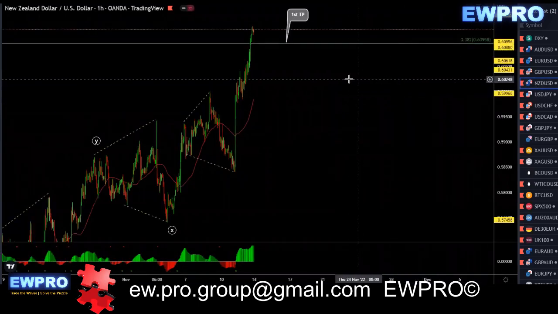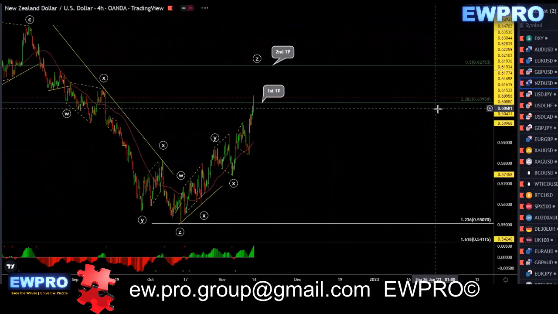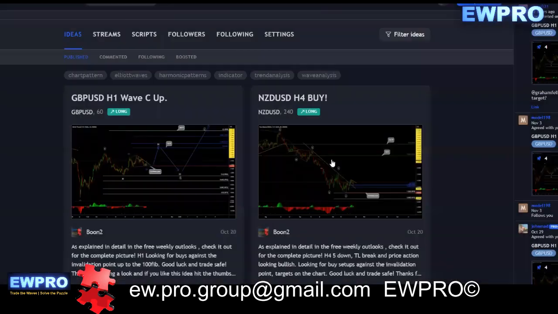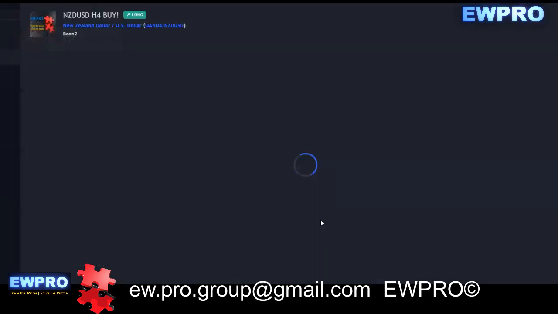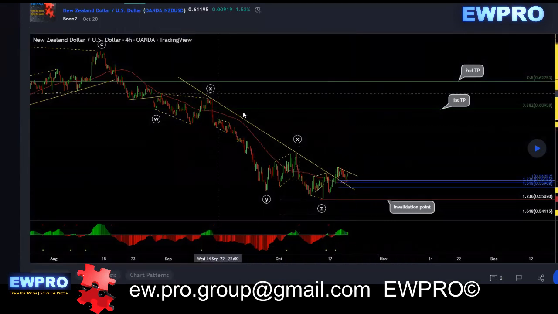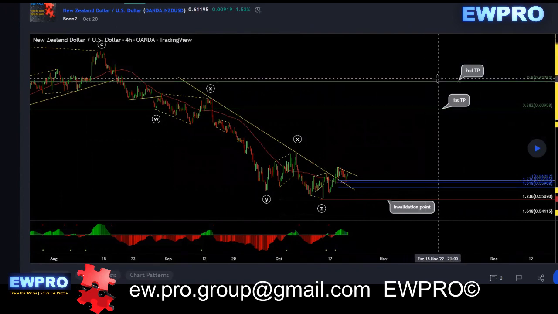NU, this one's hit the target on the H4, the first target. If I just go back to here on the NU buy, here we had that bullish flag after the 5 down with the trend line break. So we had that first target and the second target.